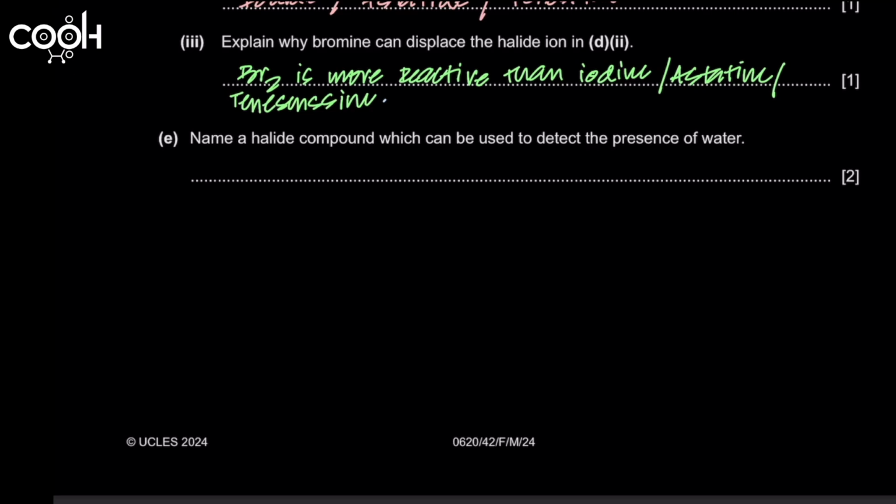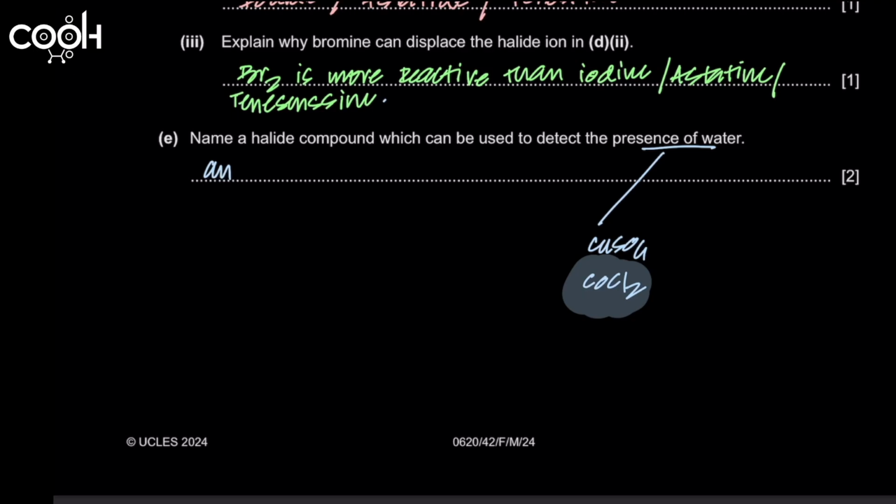Name a halide compound which can be used to detect the presence of water. So it's basically asking you for the test of water. What are the tests for water? Which two substances can you use? You can either use anhydrous copper sulfate, or you could use anhydrous cobalt chloride. Now it's saying it is a halide compound, which means it has the group 7 ion. So the group 7 ion is in cobalt chloride, not in copper sulfate.